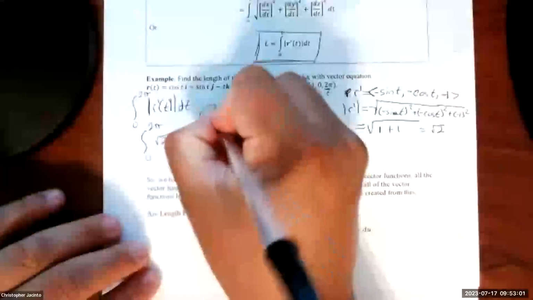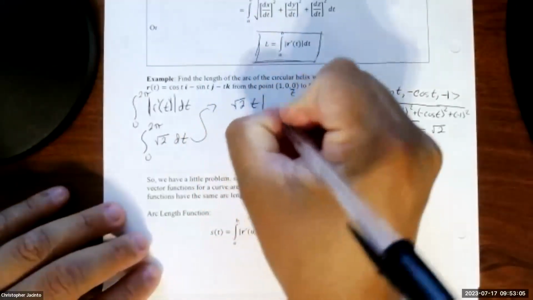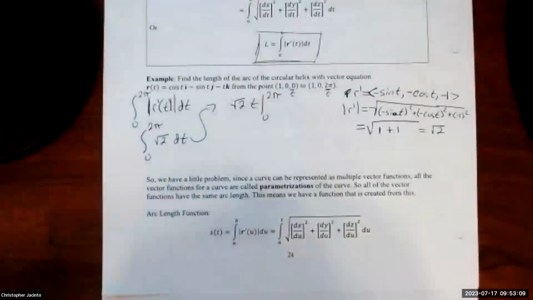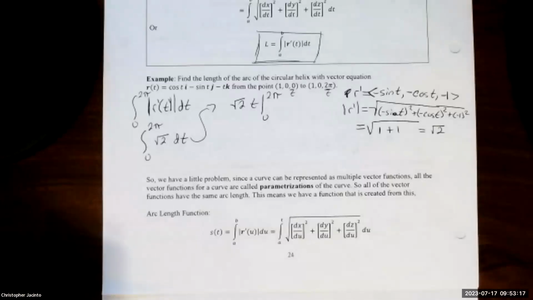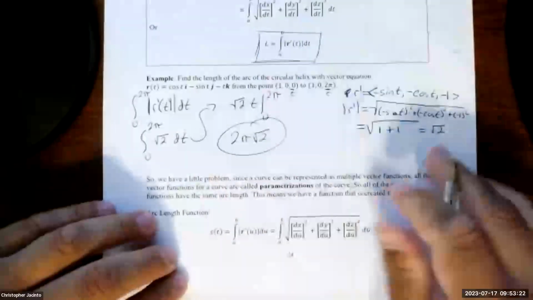So this ends up giving square root of 2 times t evaluated at 2 pi and 0. So 0, right? So it's just going to be 2 pi square root of 2.